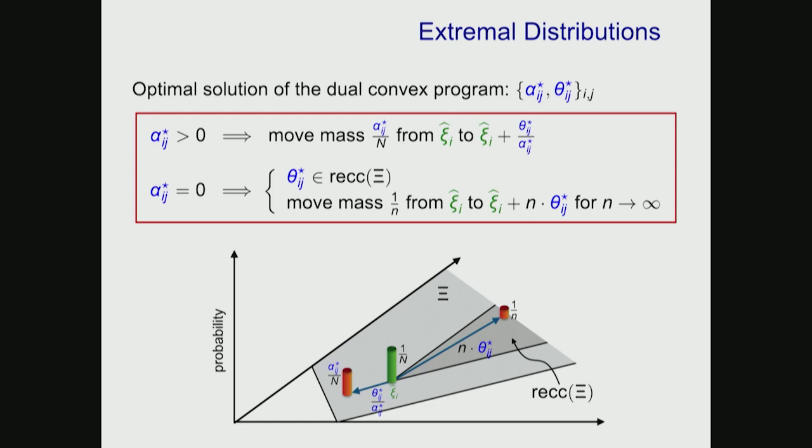So we should move part of that sample's probability mass a bit in the direction of theta. On the other hand, if alpha star ij is 0 for some i and j, then one can prove that the corresponding theta star ij is an element of the recession cone of the set xi. This means that the set xi extends to infinity along this direction. And in this case, what we should do is move a linearly decaying mass infinitely far along this recession direction. This will create a sequence of distributions that will asymptotically attain the worst case.